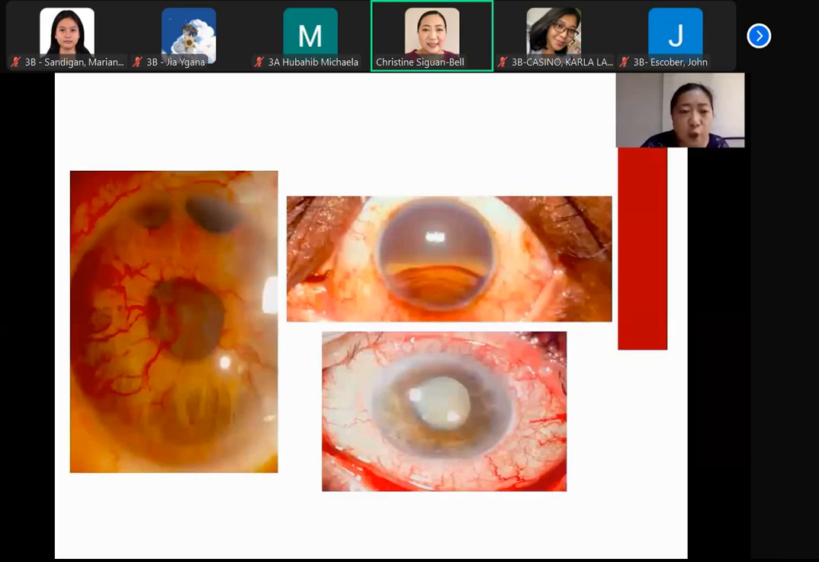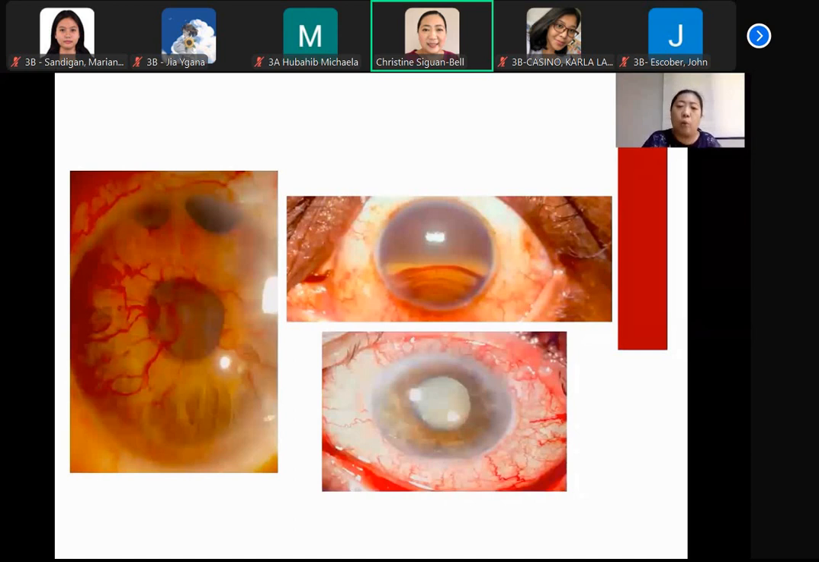This picture on the left, where there are blood vessels seen on the iris, or neovascularization, is seen in neovascular glaucoma. Now the picture here at the right top portion, where there is blood in the eye, is called traumatic hyphema, which will then cause secondary glaucoma. It might be due to trauma.